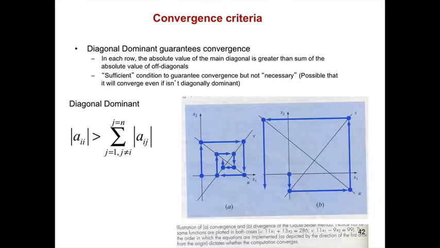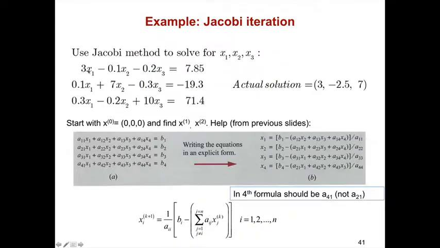So let's do it on a 3 by 3. This says sum up all of the elements except the ith one. Ith one is here. So if the sum of everybody except the diagonal element in absolute value is smaller than the absolute value of the diagonal element, then I'm diagonally dominant. Is this matrix 3, minus 0.1, minus 0.2, 0.1, 7, minus 0.3, 0.3, minus 0.2, 10 diagonally dominant?